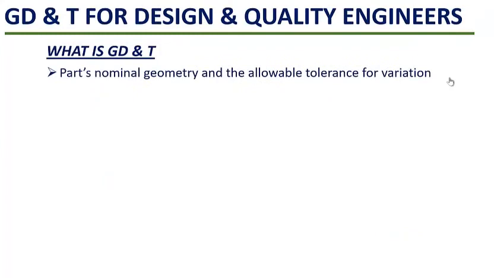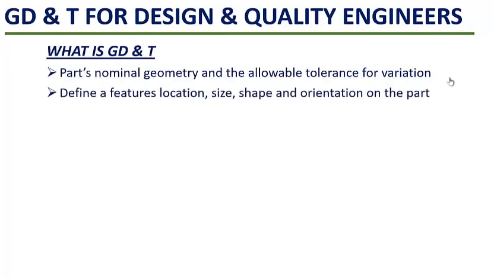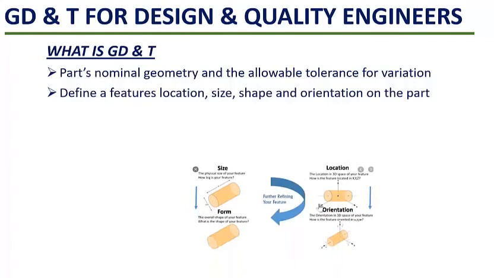What is GD&T? Geometric dimensioning and tolerancing is a language of symbols, as we discussed earlier, used to describe a part's nominal geometry and the allowable tolerance for variation. It defines your component's geometry, and it gives a tolerance also, how much it can vary, because without any tolerance you can't manufacture any component. So we need a tolerance, which can be defined properly using GD&T. It helps us define a feature's location, shape, and orientation of the part. You can see in this figure size, form, location, and orientation. These can be controlled effectively by using GD&T.